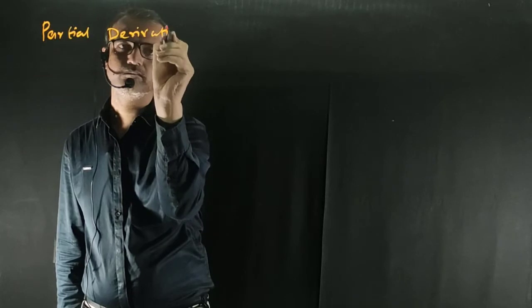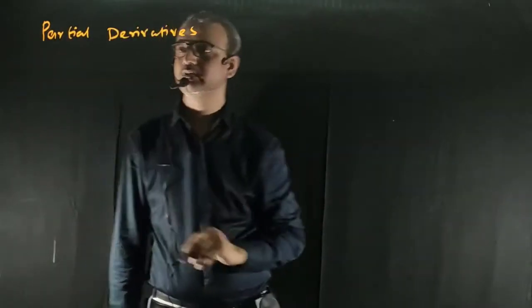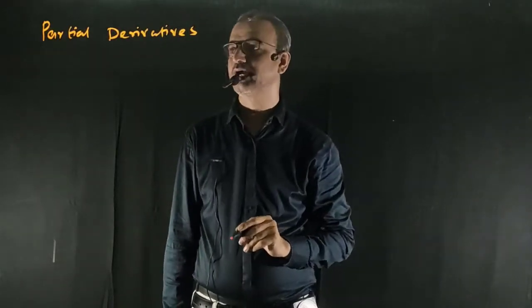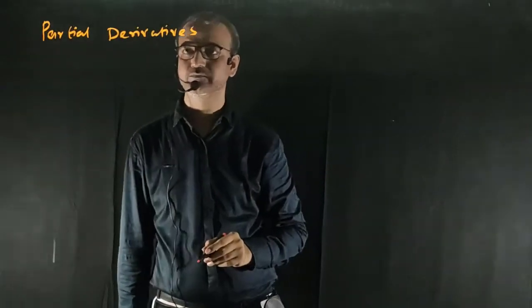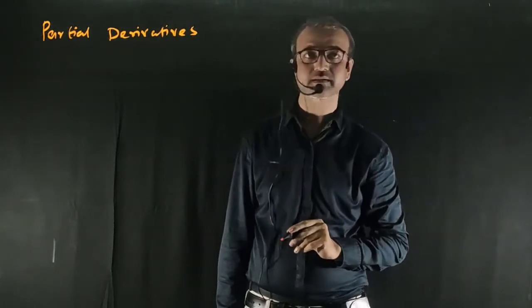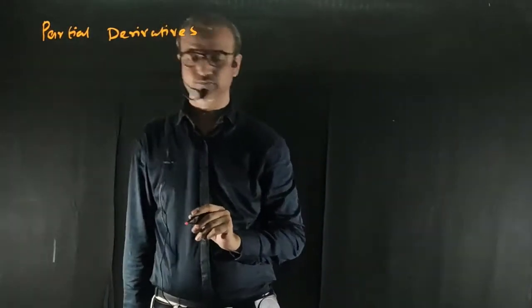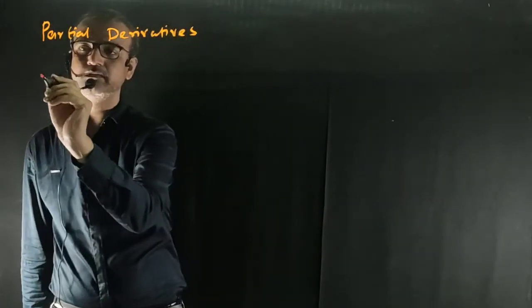Today I will teach you unit number 3 of Mathematics 1, that is partial derivatives. If the function is of single variable, then we use ordinary derivative, and if the function is of two or more variables, then we use partial derivatives. To make you understand the concept of partial derivative, we need to understand the concept of limit and continuity. So the first topic is limit and continuity of functions of several variables.